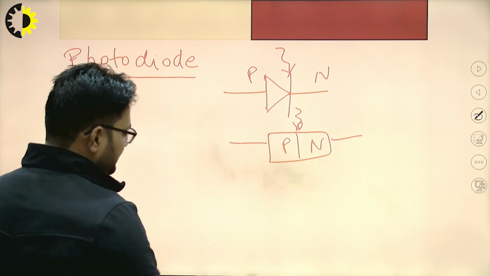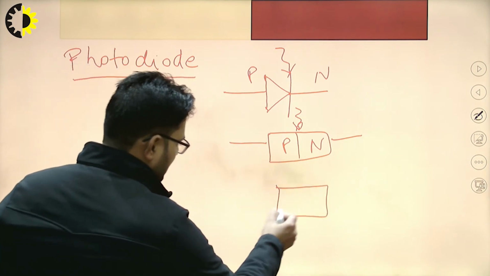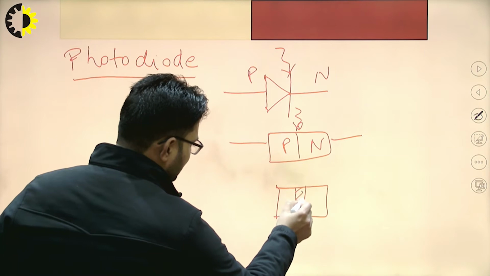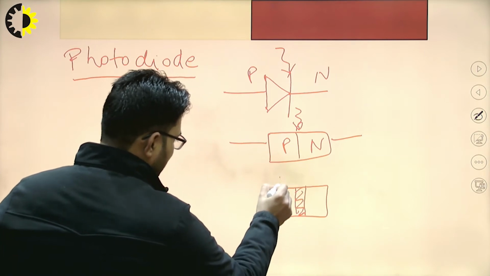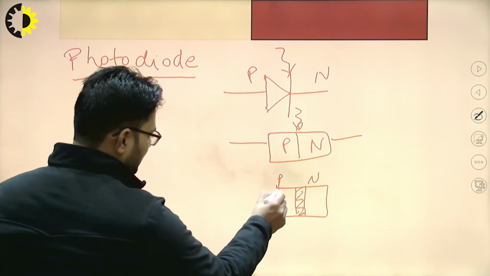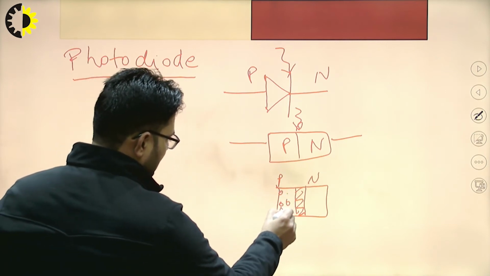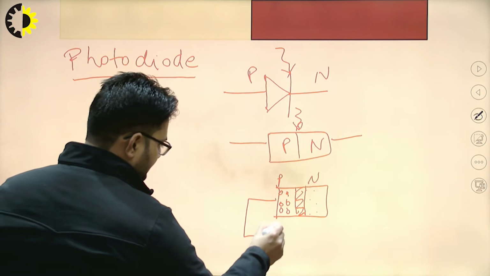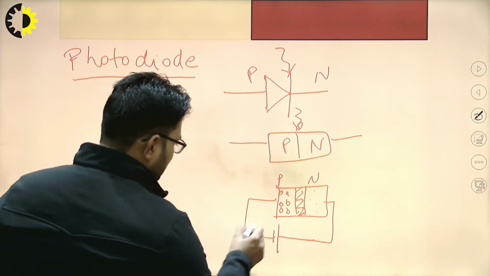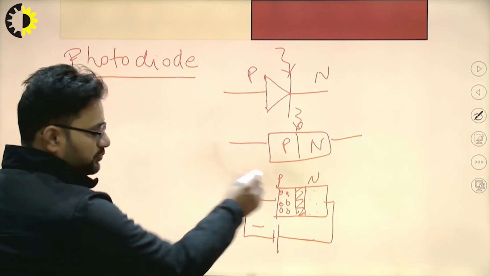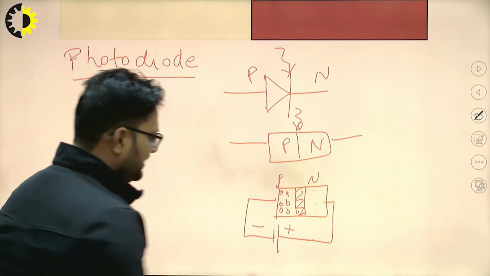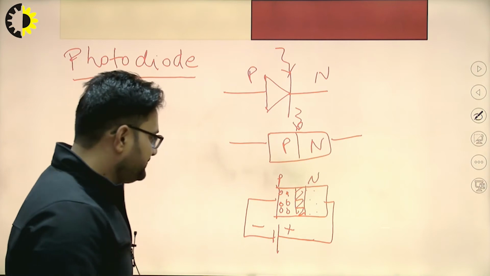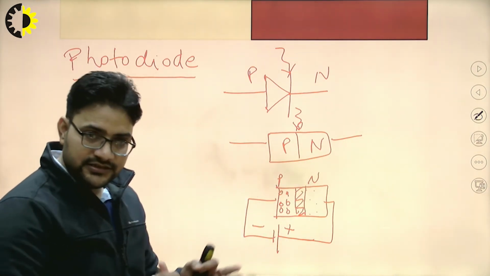So if you see carefully, in a normal PN junction diode, if it is reverse biased, there will be a depletion layer formation. This one is the depletion layer. This side is the P side and this is the N side. The P side consists of holes and the N side consists of electrons, right? If you reverse bias this, such that the negative terminal of the battery is connected to the P side and the positive terminal is connected to the N side, then it is said to be in the reverse bias condition. Then this depletion width will increase, right?